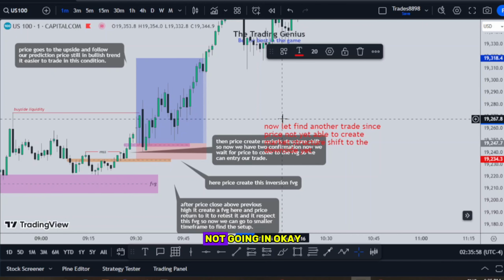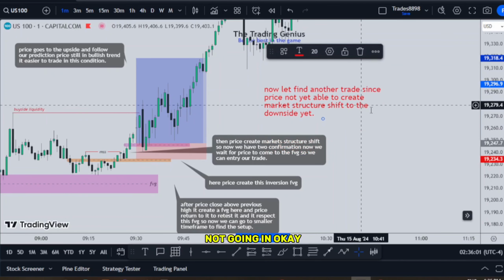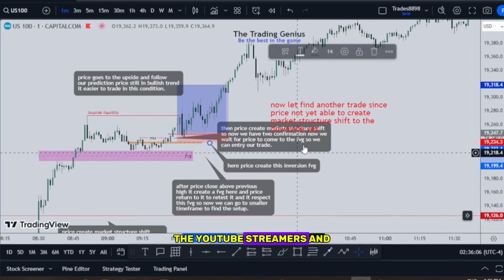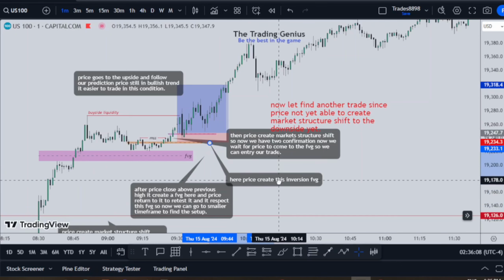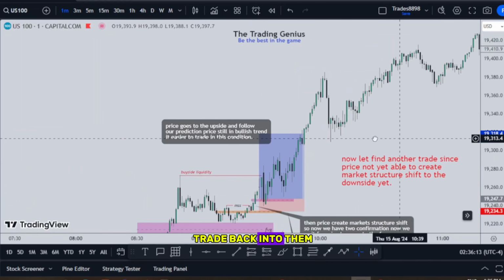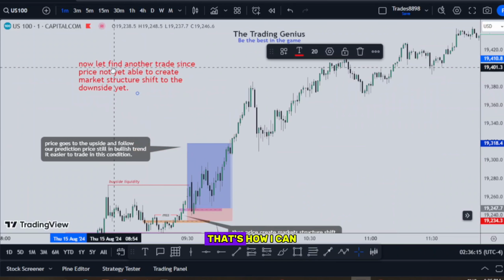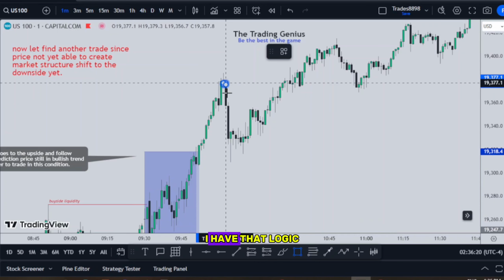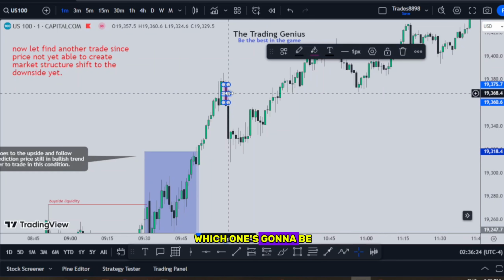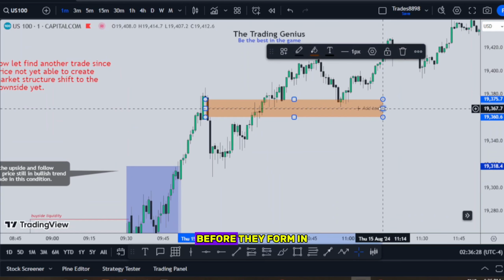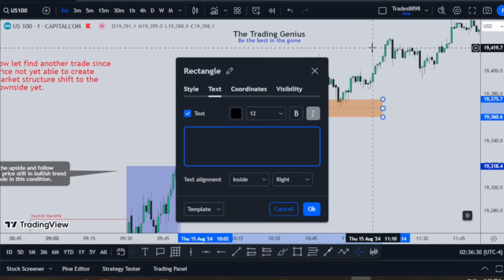See, retail traders are not going in. Now, when I say retail traders, I'm not saying the YouTube streamers and whatnot. Everybody understands that there's a gap, and gaps tend to trade back into them, but not all the time. They're not going to be able to tell you which one's going to be a breakaway gap. I have that logic. I can tell you which one's going to be a measuring gap. I can tell you which one's going to be an exhaustion gap. I can tell you where the fair value gaps are going to form before they form in your chart. That's logic that's not found in your books.